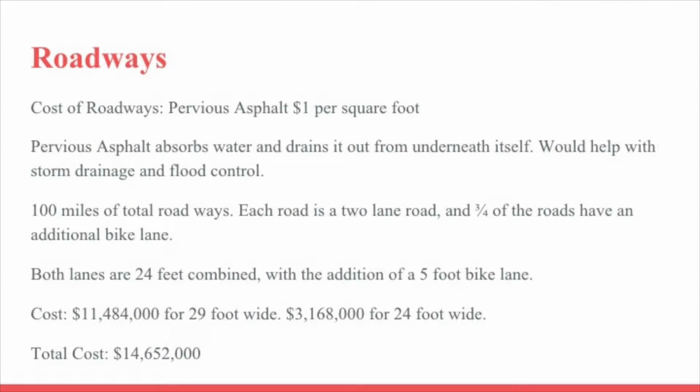The asphalt we will be using is pervious asphalt, which is $1 per square foot. Pervious asphalt absorbs water and drains it out from underneath itself, and it would help with storm drainage and flood control. The total miles we will use are 100 miles of roadways. Each road is a 2-lane road, and then 3/4 of all these roads have additional bike lanes. The total cost of all of this would be $14,652,000.